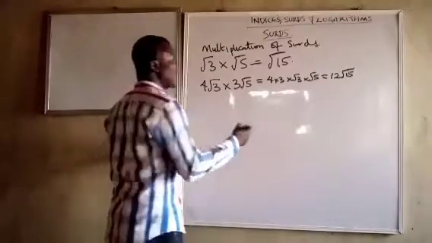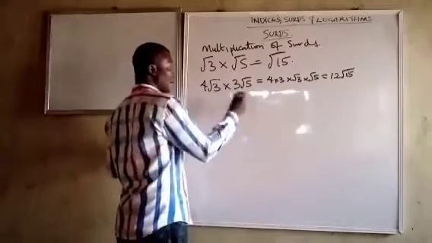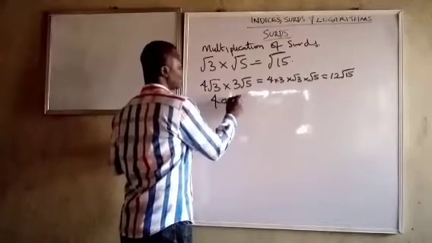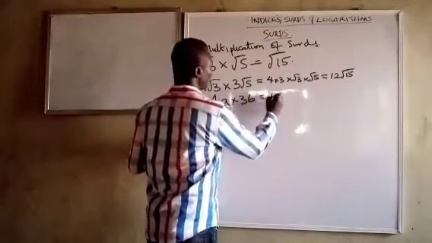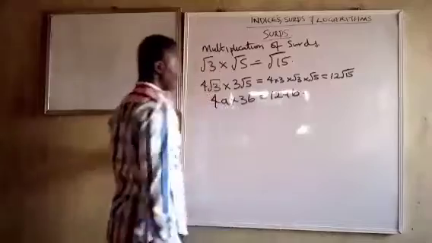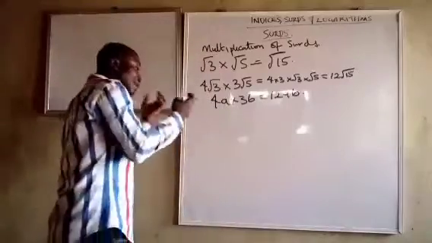Just like in our algebra, when you have 4a times 3b, you know it's going to give you 12ab. That's how it will be. And that's the mindset I want you to have.